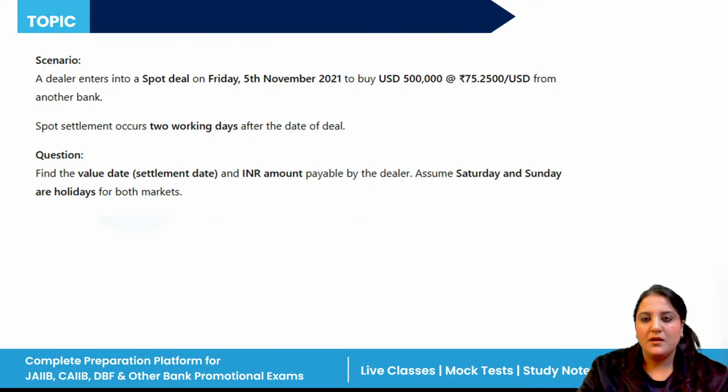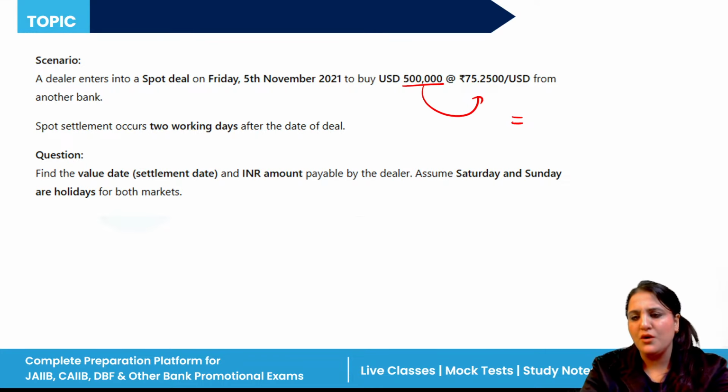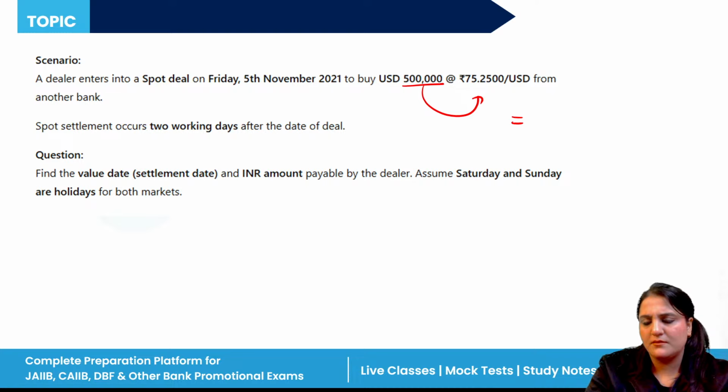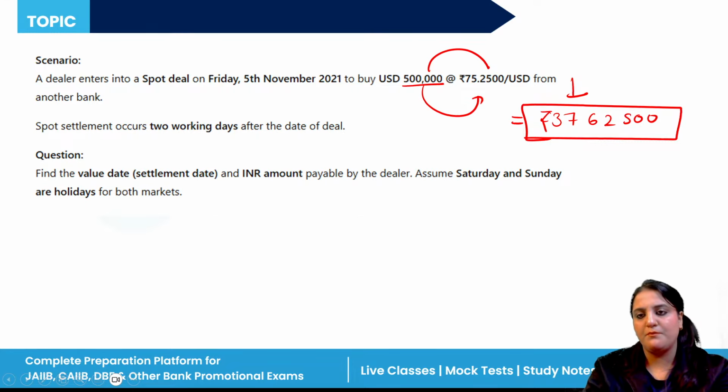See, here the date of deal is the 5th of November. So obviously after 2 working days, it is the 9th of November. So the settlement date is 9th of November, and what is the amount of INR payable? Then we have to multiply this amount by this rate, which equals 37 lakhs 62,500 rupees. So by multiplying, this is the INR amount payable by the dealer.